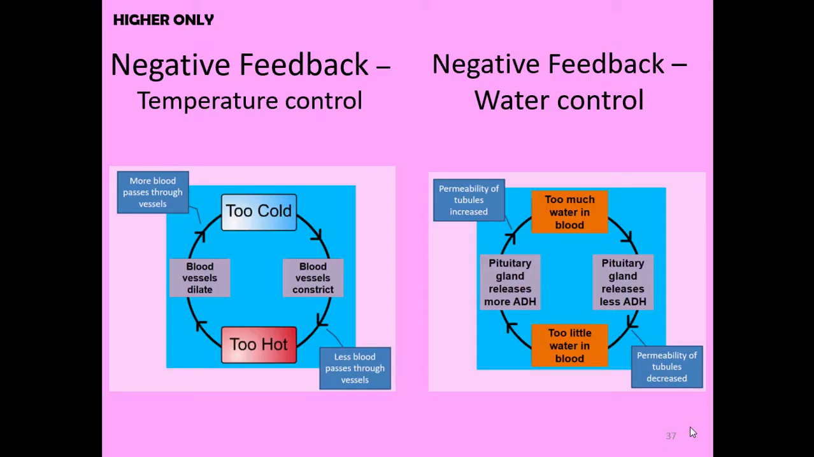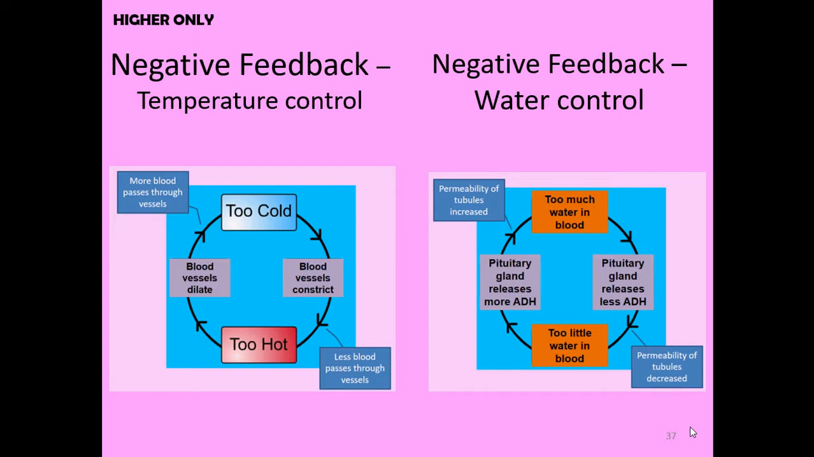Our next two examples are for triple science only. So we're looking at temperature control, where we looked at vasoconstriction and vasodilation. Again, we'll start at the top of the diagram. We're looking at the left-hand diagram where it says too cold. If you're too cold, blood vessels constrict. That's caused by the muscles either side of the blood vessel contracting. So it's all the C's together. It's cold. The muscles either side of the blood vessel contract. That causes the blood vessels to constrict.